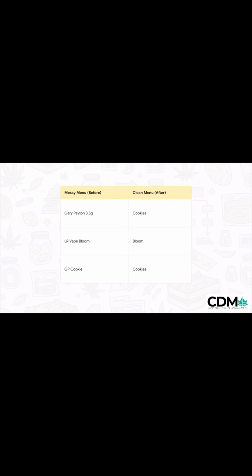On the left, you've got pure chaos. GP Cookie and Gary Payton 3.5G. They're the same product, but to a customer, or even worse, to your inventory system, they look like two totally different things. And don't get me started on LR Vape Bloom. What does LR even stand for? Now look to the right. It's clean, it's predictable, and it's searchable. This isn't just about looking neat. It's about making your products findable and your inventory actually manageable.